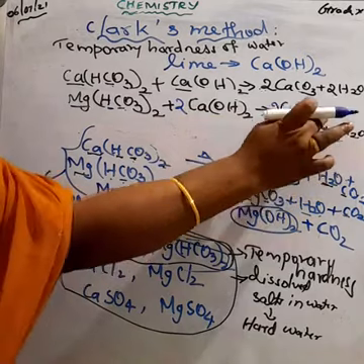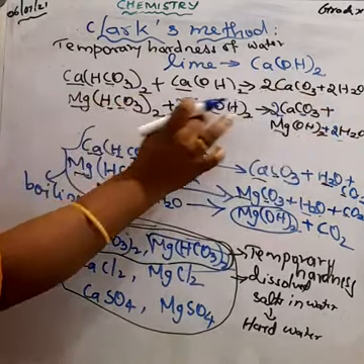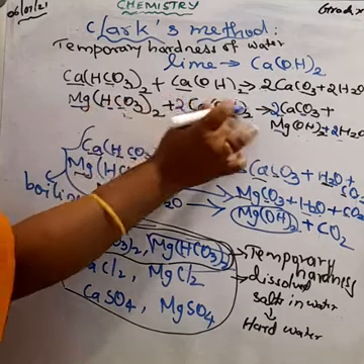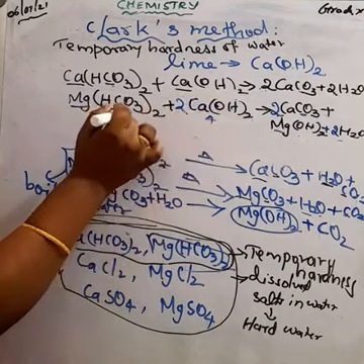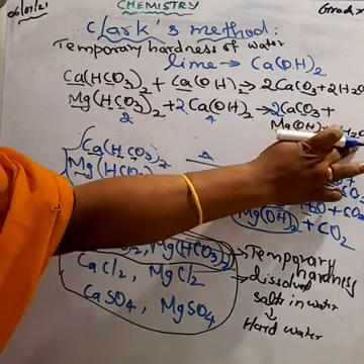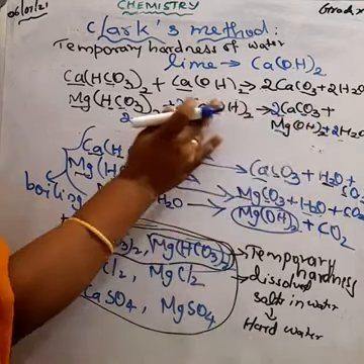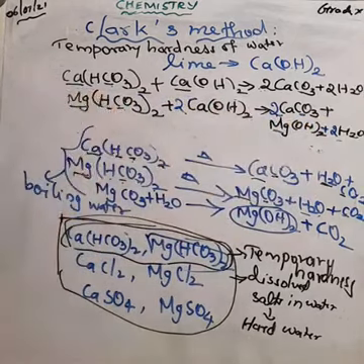Hydrogen atoms: here 2 twos are 4, plus 2, 6 hydrogen atoms. Here 2 twos are 4, 4 plus 2, 6 hydrogen atoms. Now the equation is balanced. Understood? These are about Clark's method, to remove the temporary hardness of the water.